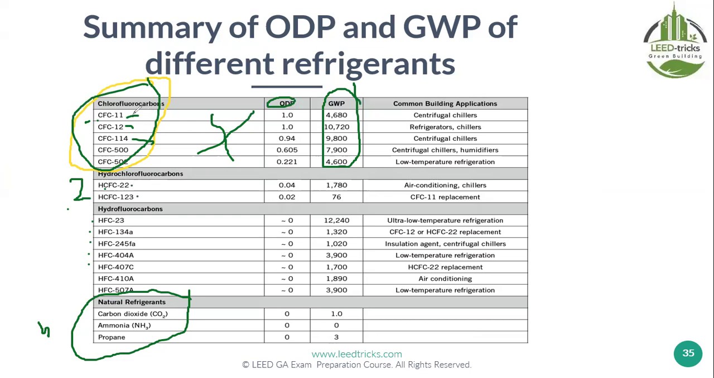These are simple. The most famous CFCs are 11 and 12, and 114. Here, 22 and 123. As you notice, they have ODP, and the ODP is a blocking issue. That's why they will be banned by what year? Anyone remember? They will be banned by 2030. Excellent. Based on what? Based on the Montreal Protocol or Agreement.